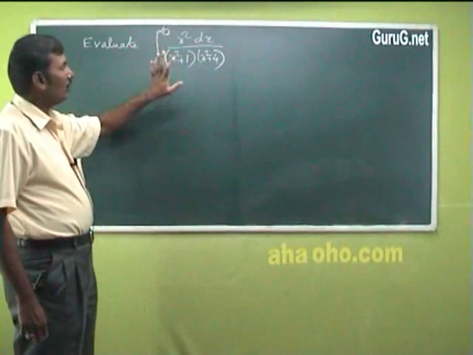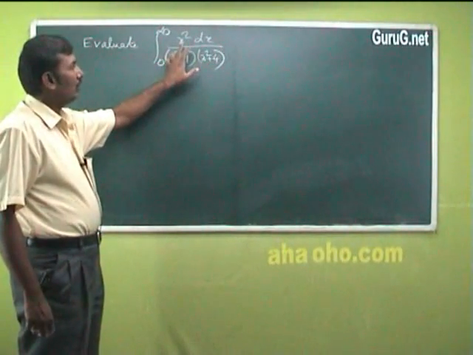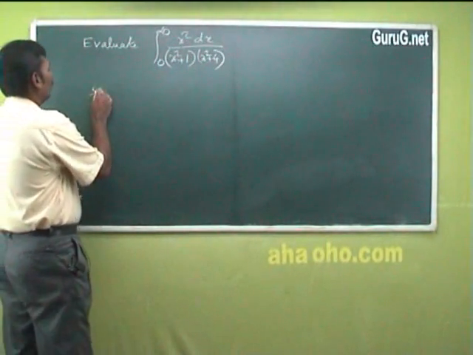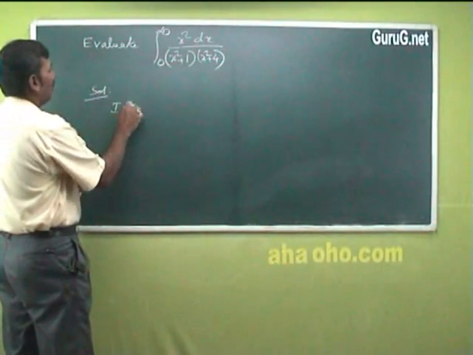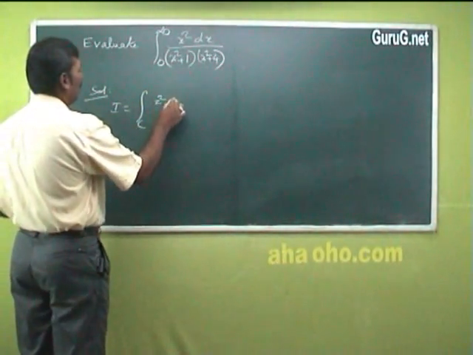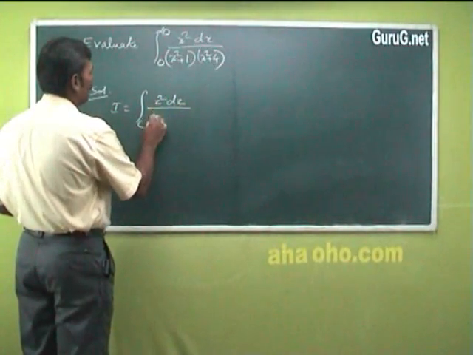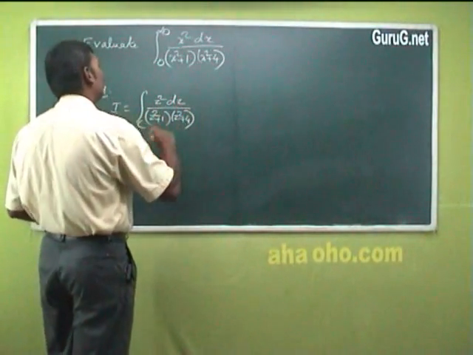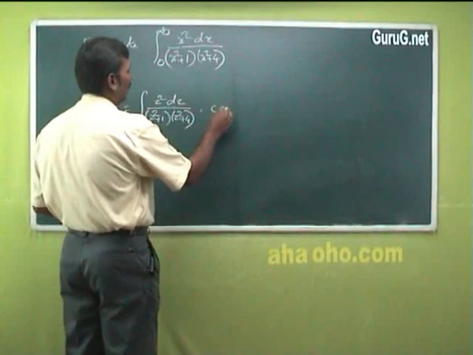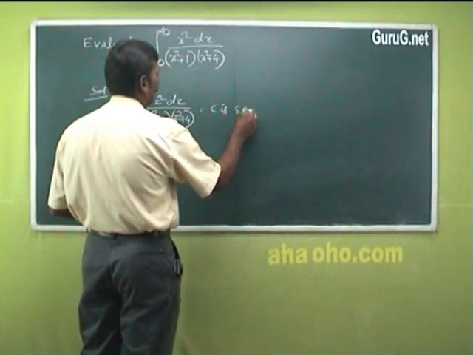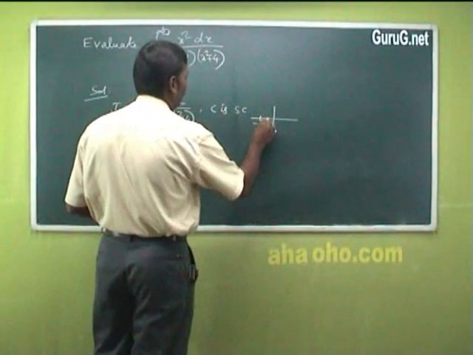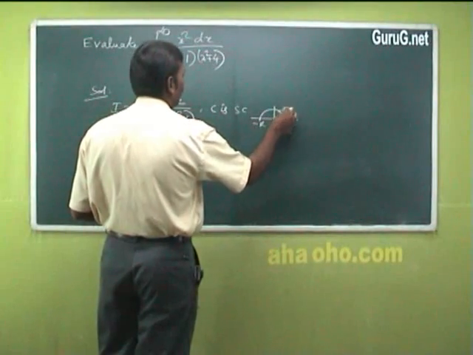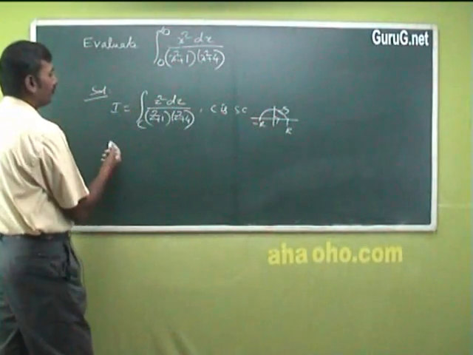But for 0 to infinity, we only need to check this: if it is a polynomial in x, then that is type 2. So it is of type 2. So therefore we make it what? Let I equal the integral over C of z squared dz by z squared plus 1 into z squared plus 4. Where C is what? A semicircle. So that is minus R to plus R and then this. So this is a contour, right?